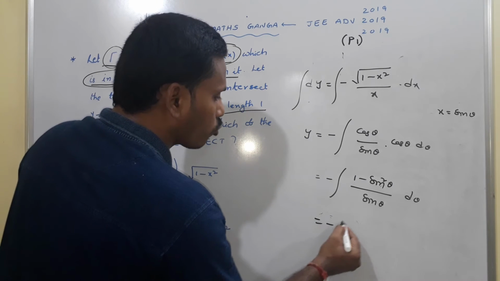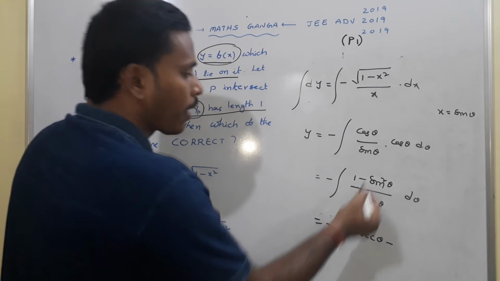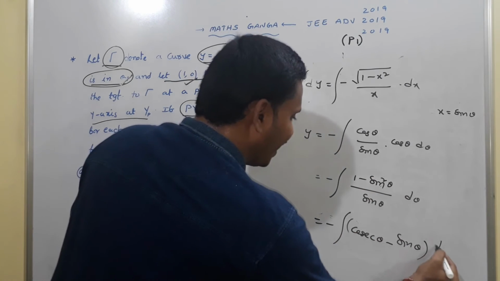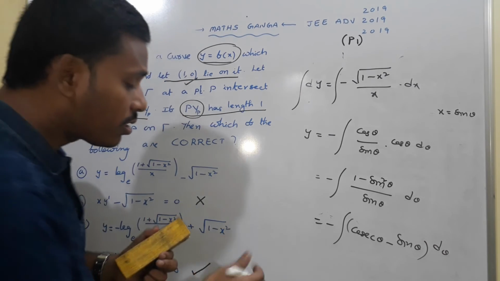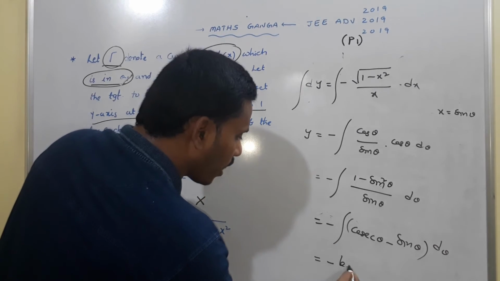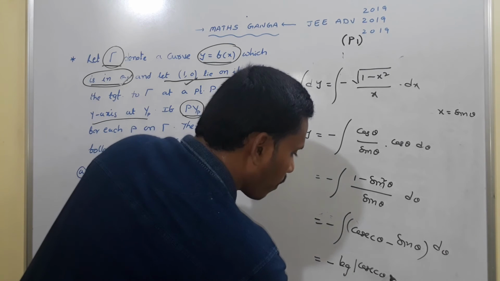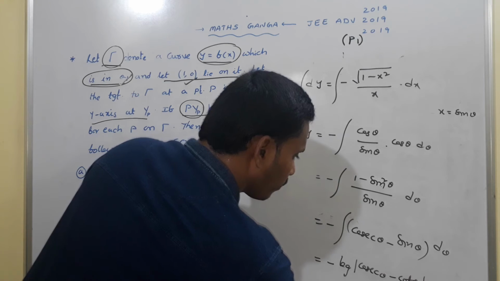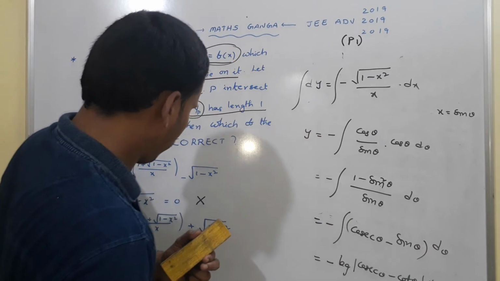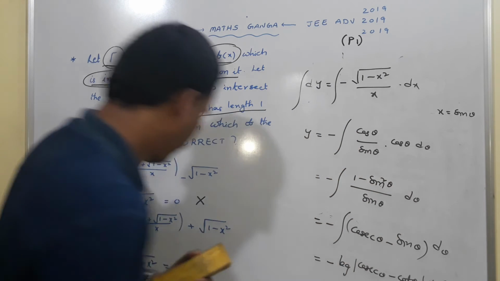So this is equal to minus integral of 1 by sine theta, which is cosec theta, minus sine square theta by sine theta, which is sine theta, d theta. So this is again equal to minus integral of cosec theta, which is log of cosec theta minus cot theta, and then minus of minus plus integral of sine theta. What is the integral of sine theta? Integral of sine theta is minus cos theta d theta.